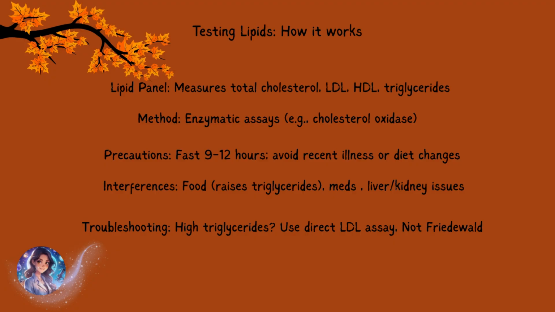The methods that we use are enzymatic assays. Think of cholesterol oxidase for cholesterol or glycerol kinase for triglycerides. These create color changes we measure with a spectrophotometer at 510 and 570 nanometers, like a rainbow telling us lipid levels. For apolipoproteins like ApoB100 or ApoA1, we use immunoassays with antibodies in specialized labs. Ketone test: serum beta-hydroxybutyrate is super accurate for DKA, while urine dipsticks catch acetoacetate.